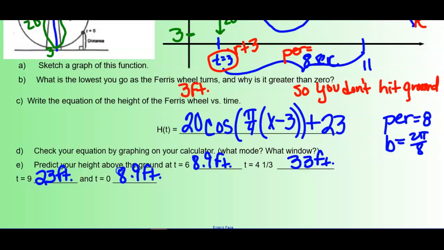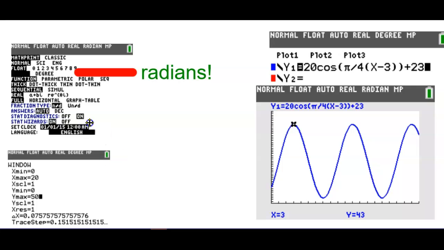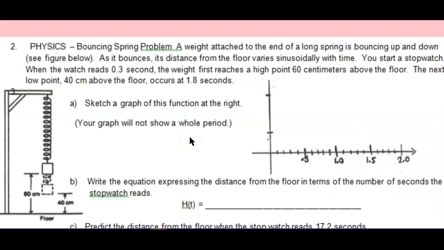All right, on the next slide here, I think I put for your notes, make sure it's in radians. I gave you a window. It's not the same one I used when we were just doing that, but that's okay. And here's the equation, just in case you didn't catch all that when I was doing it. All right, then we have a spring question.